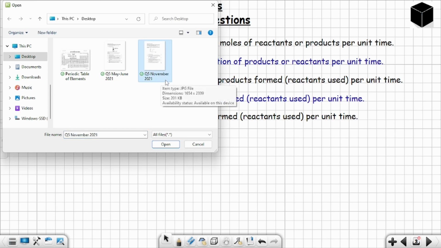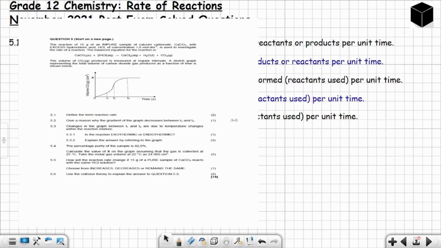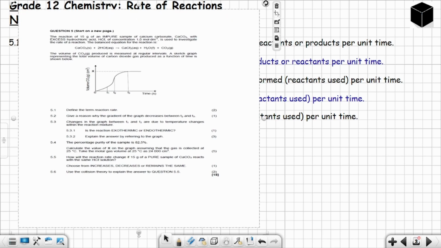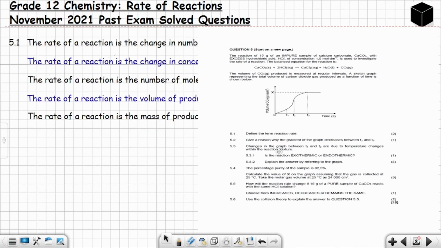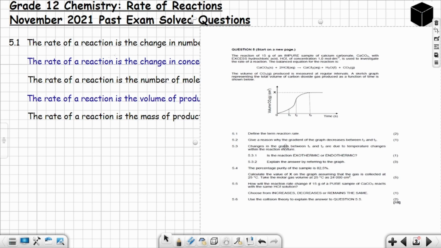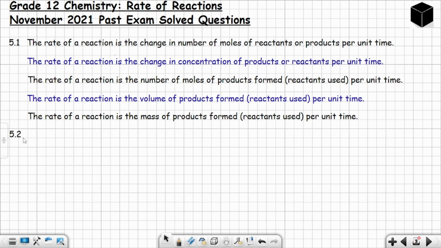Okay, the next question, let's see the question. It's from November 2021. So give a reason why the gradient of the graph decreases between T2 and T3. Between T2 and T3, why is the gradient decreasing? Okay. So what can be the reason? The reason, for 5.2, can be because the rate of the reaction is decreasing. This is why the gradient of the graph is decreasing.